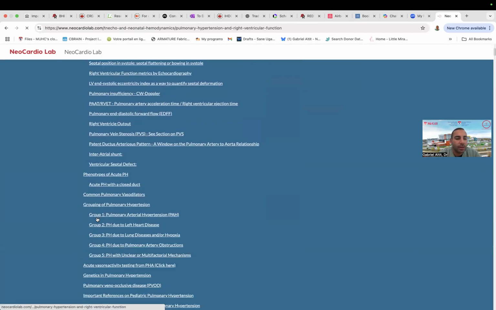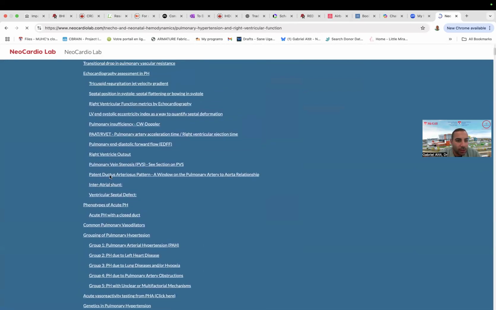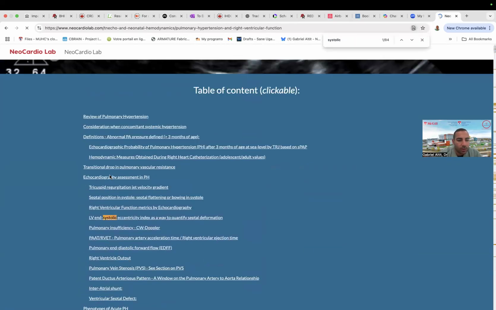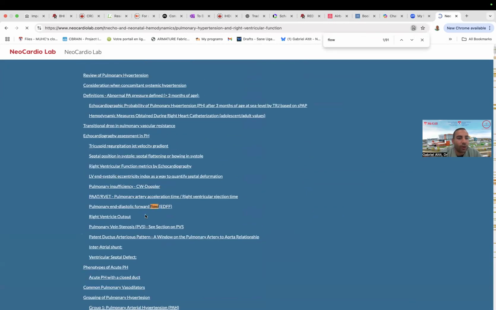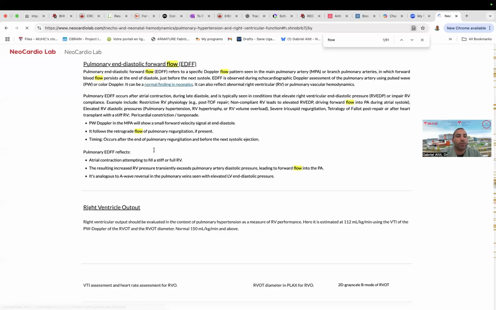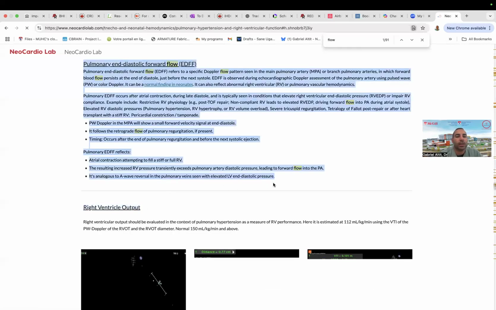I'm very warm. Phenotypes of acute PH. LV and diastolic extrusion. Anyways, there you go. Pulmonary and diastolic forward flow. It's this. You can go read on it.